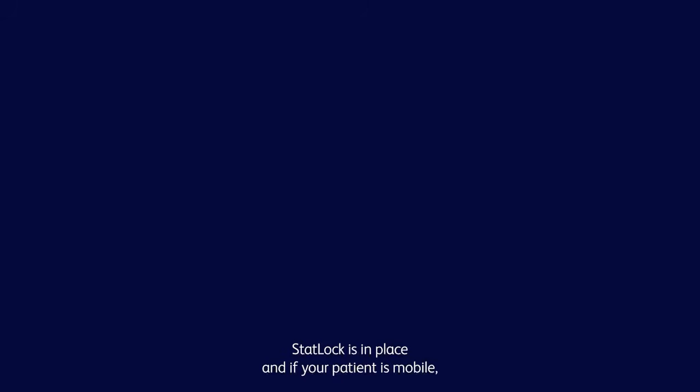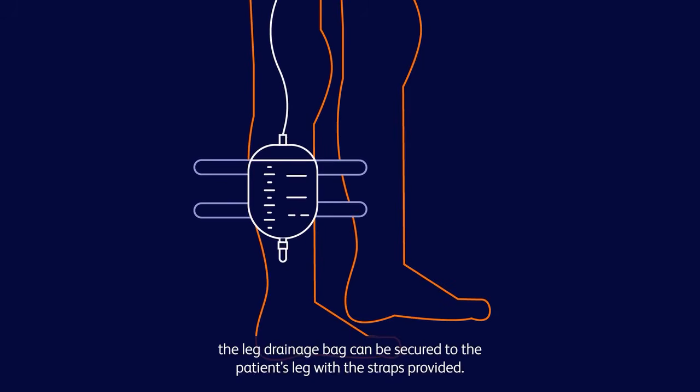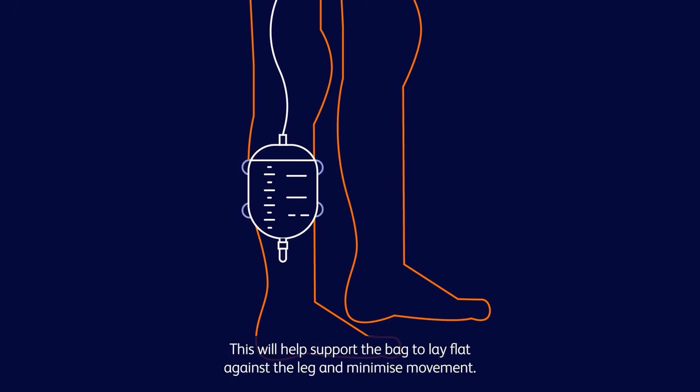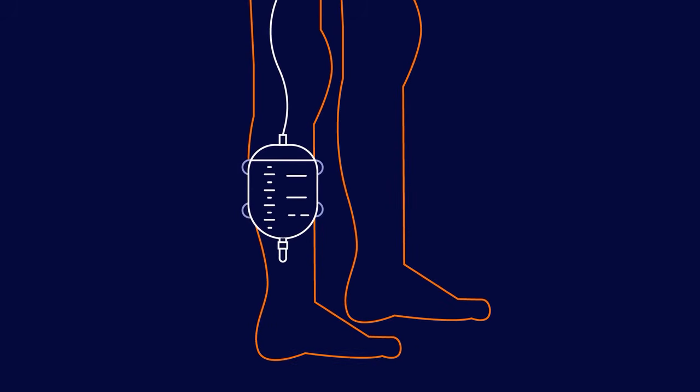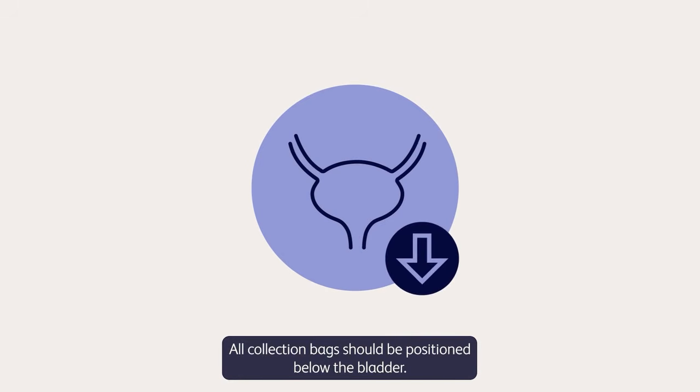Once the StatLock is in place, and if your patient is mobile, the leg drainage bag can be secured to the patient's leg with the straps provided. This will help support the bag to lay flat against the leg and minimise movement. Apply straps behind the tubing to prevent occluding drainage. All collection bags should be positioned below the bladder.